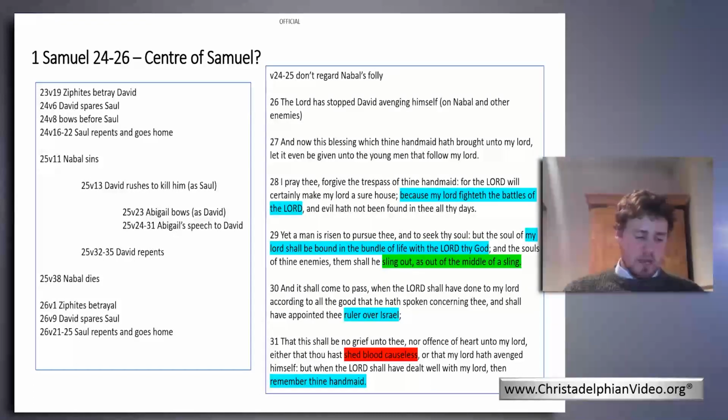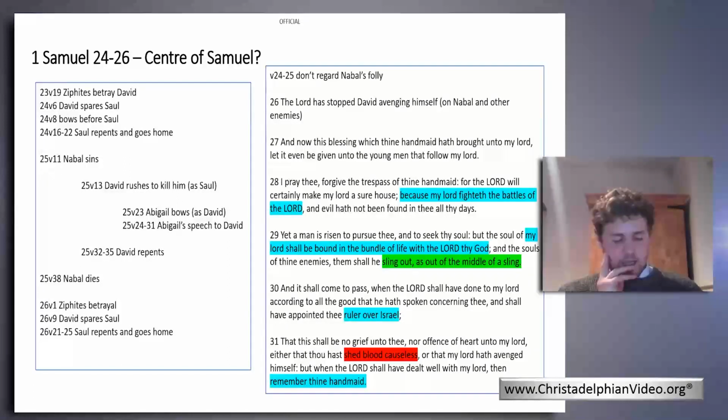The Ziphites come, they betray David to Saul again. Saul pursues David. David has another opportunity to kill Saul. He doesn't take it. And he has learnt a lesson from chapter 25. And so he is even more fervent in his rejection of Abishai's suggestion that he goes and kills Saul.